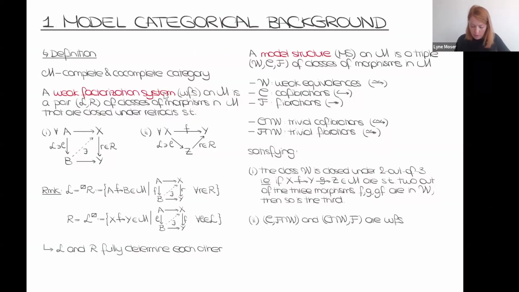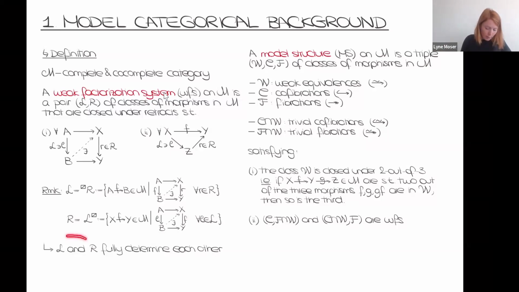And the second condition is the requirement that we have two different weak factorization systems. The first one is given by that of cofibrations and trivial fibrations, and the second one is trivial cofibrations and fibrations. So we want each of these pairs to satisfy the axioms of a weak factorization system.